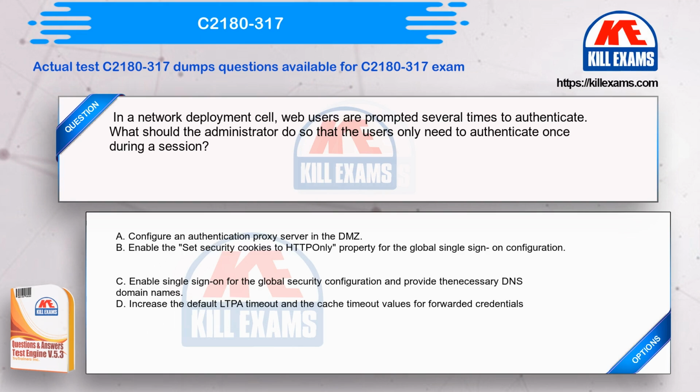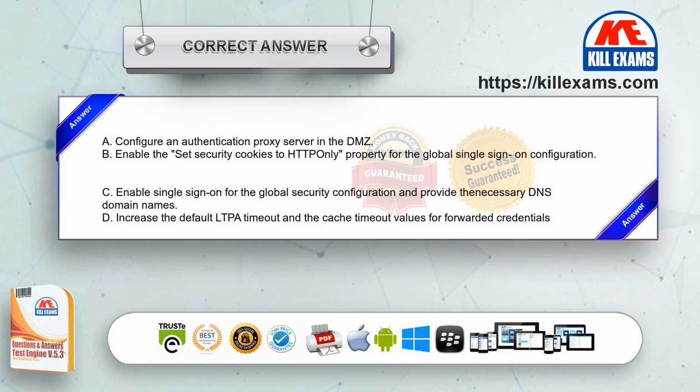Option C. Enable single sign-on for the global security configuration and provide the necessary DNS domain names. Option D. Increase the default LTPA timeout and the cache timeout values for forwarded credentials between servers. The correct answer is option C.